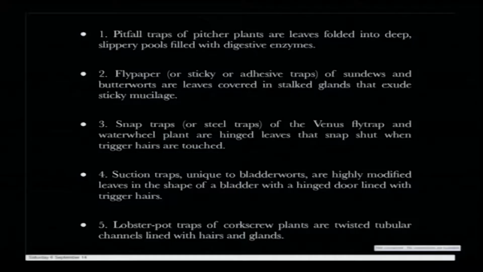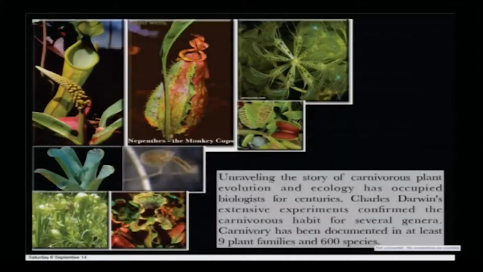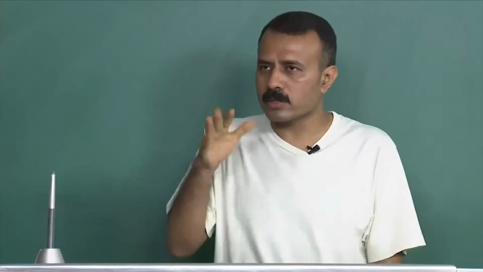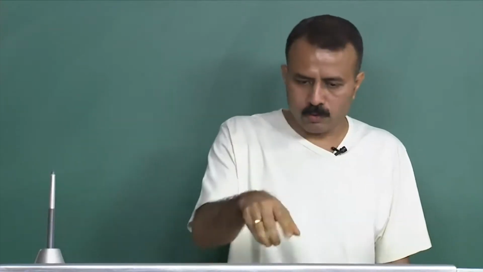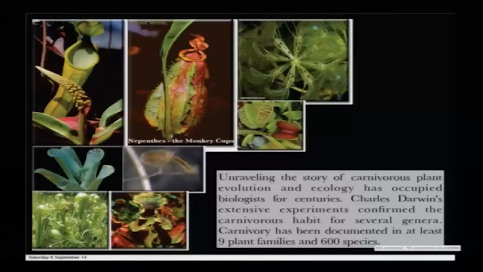Either there will be pitfall traps of the pitcher plants, or the leaves folded into deep slippery pools. So, that is what I was trying to tell you. If you look at these plants very carefully, they really look very attractive. There is every reason for an insect to get attracted towards them. And not only that, if you see the inner part of these traps, you will see it is kind of a slimy or slippery situation.